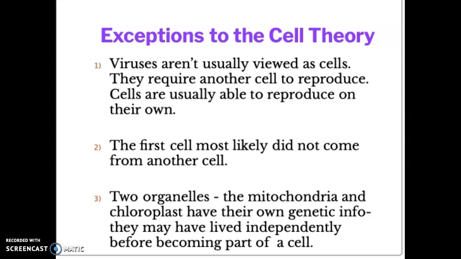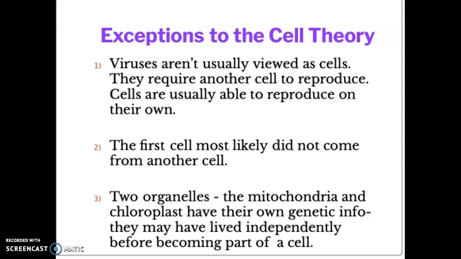It's for that reason that viruses aren't really viewed as being a cell themselves, because without another organism's cells, they can't reproduce. Another exception to the cell theory is just kind of like the question of which came first, the chicken or the egg. In the case of a cell, where did the first cell come from? It couldn't have come from a pre-existing cell. So one exception to the cell theory is, where did the first cell come from?